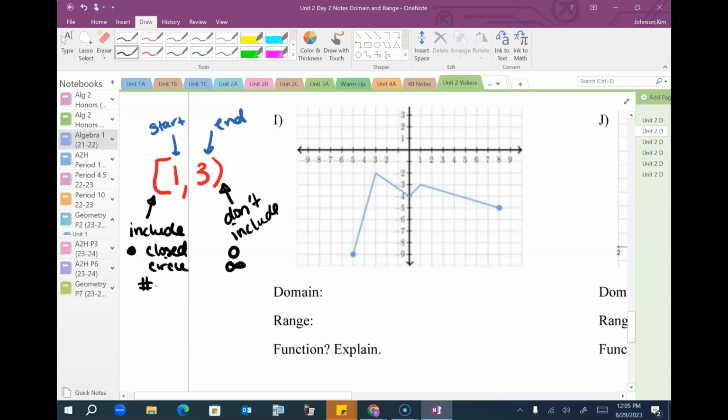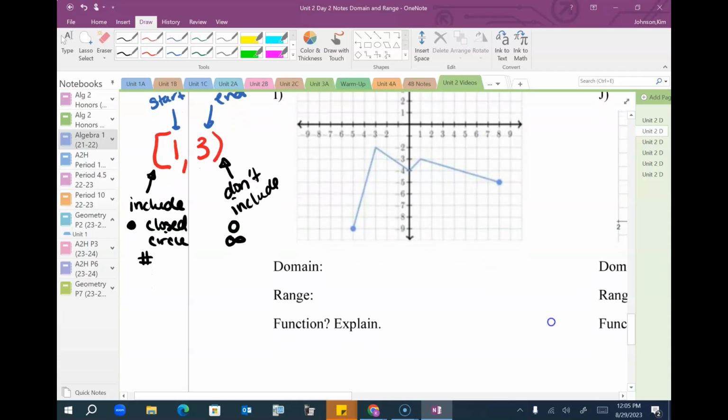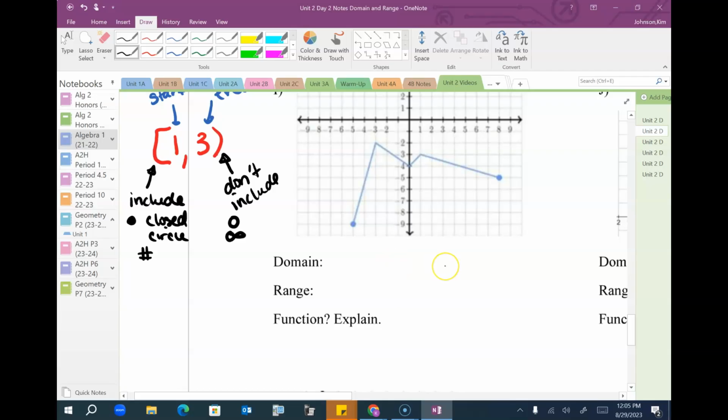Okay, so we look at example I. The domain, when we identify all of our values, domain is our list of our x values. So our x values travel left to right. So what we're going to do is identify how far left this point is. It looks to me like this point starts at -5. And it's a closed circle, so I'm going to put a bracket on that -5.